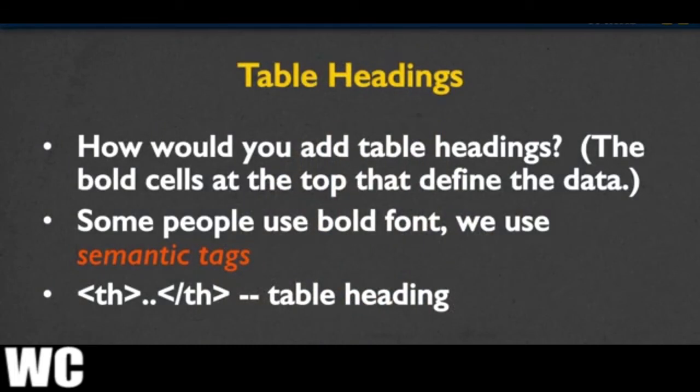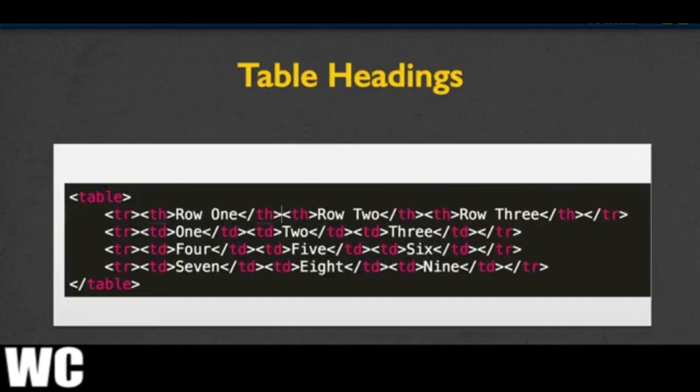Instead of using a TD with some sort of bold font, we want to use the semantic tag TH, which stands for table heading. So here, these 3 lines of code are exactly the same as before, but I've added one new row where instead of TD, I have TH. So I have row 1, row 2, row 3, etc.